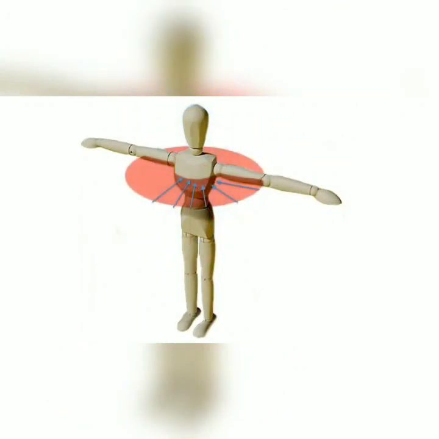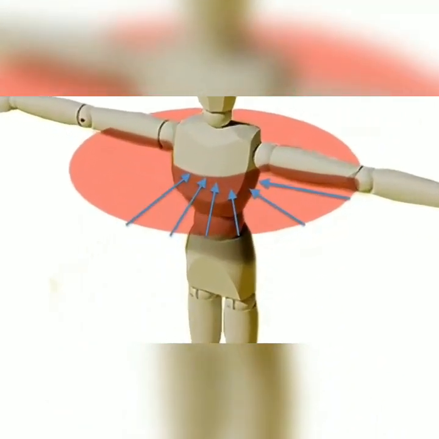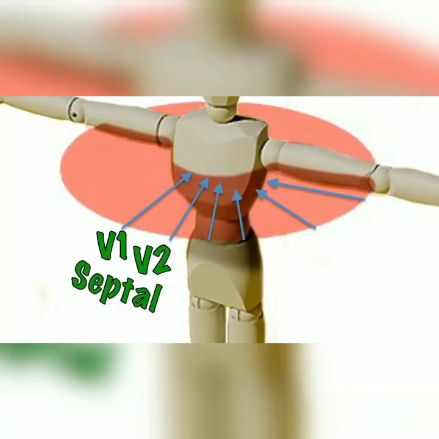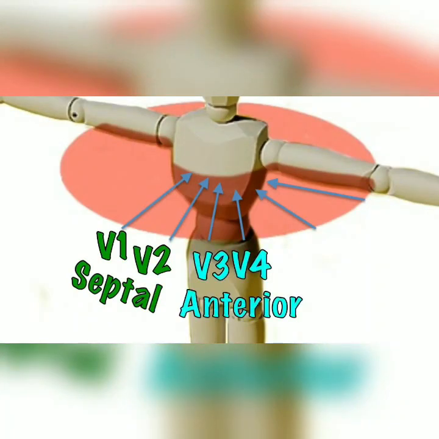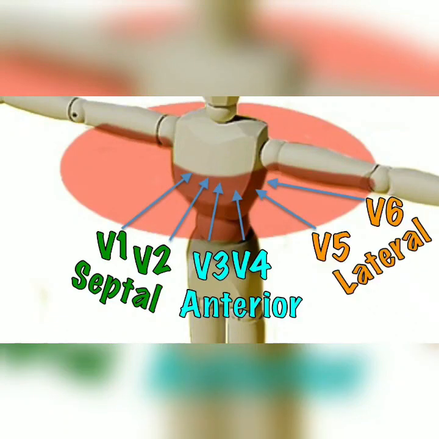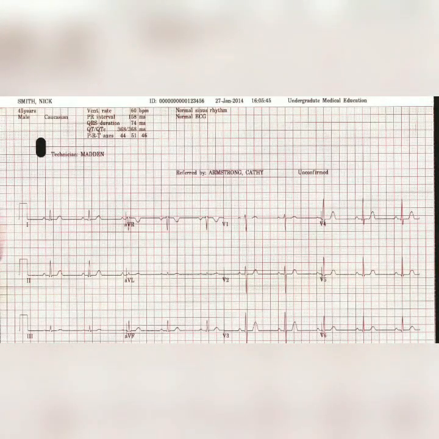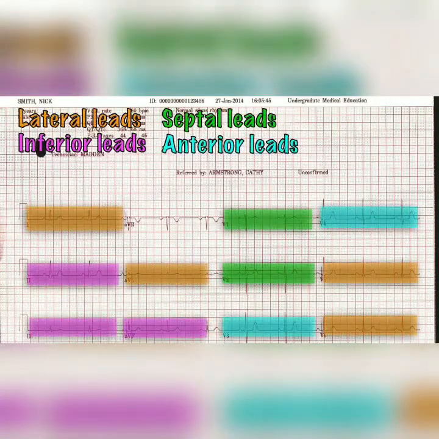There are 6 physical chest leads which look at the heart in the horizontal plane. V1 and 2 look at the heart in the middle, or the septum. V3 and 4 look at the front, or anterior plane of the heart. V5 and 6 look at the side, or the lateral plane. All of these tracings are then recorded on your ECG like this.